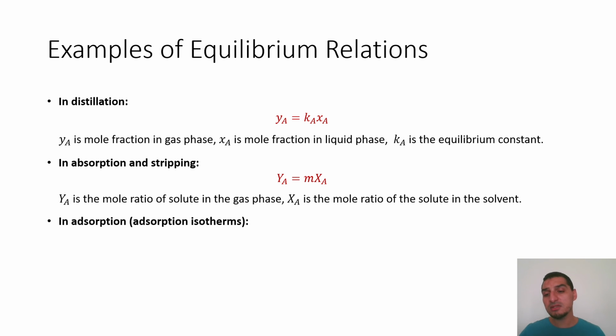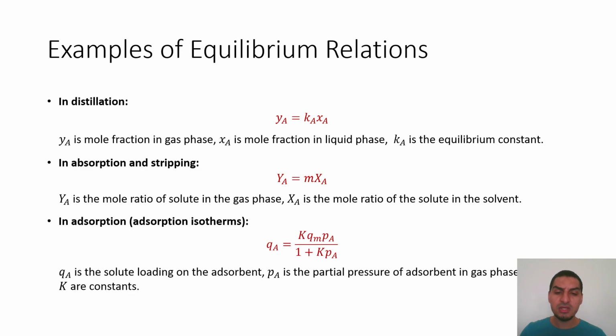The third is in case of adsorption. There are many equilibrium relations in case of adsorption. I'm just mentioning one of them. And in adsorption, the equilibrium relation is called adsorption isotherms. So one of them is called the Langmuir isotherm. And this Langmuir isotherm is a relation between q_A, which is the solute loading, which is how many grams of the solute per grams of the adsorbent itself. So this is the concentration in the solid phase, and the partial pressure in the gas phase. We have here two parameters, K and q_m, that are part of this equilibrium relation.